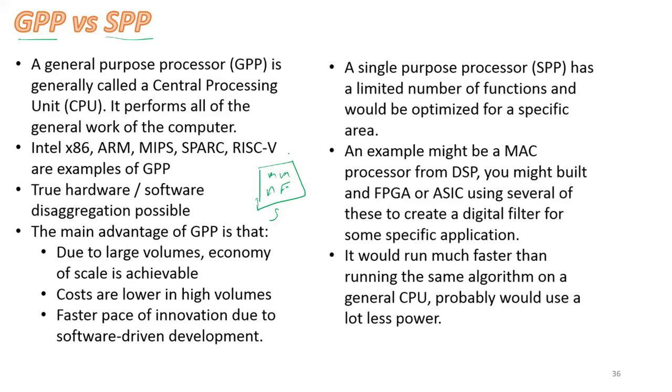This is called the general purpose processor, and it comes from various companies like Intel x86. Then you have ARM, which is Advanced RISC Machine. And RISC, you know it, is reduced instruction set computing. Then you have MIPS, million instructions per second. With the help of these, you can use GPP, and it has various advantages: due to large volumes, economy of scale is achievable, costs are lower, and there is a faster pace of innovation.